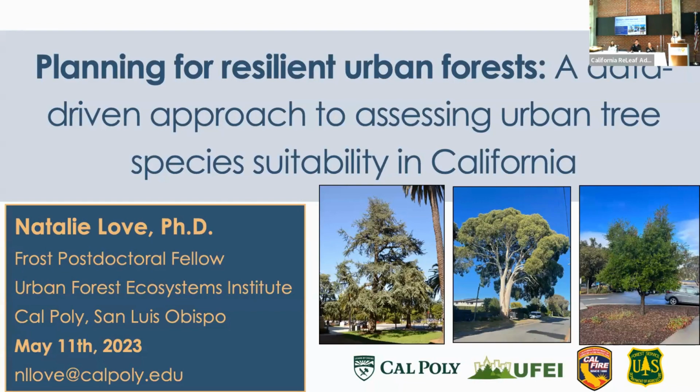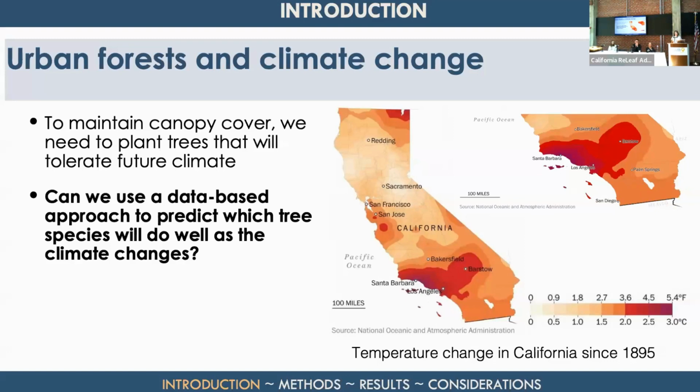And we are really interested and driven to complete this project because of climate change, which is really threatening the trees in our urban environments. And so in order to maintain canopy cover in urban environments and the ecosystem benefits that canopy cover provides to all of the residents of urban areas, we need to think about planting trees that are going to tolerate future climate. And so how do we achieve this? So our team asked whether we could use a really data-driven approach to try and predict which tree species are going to do well as the climate changes.